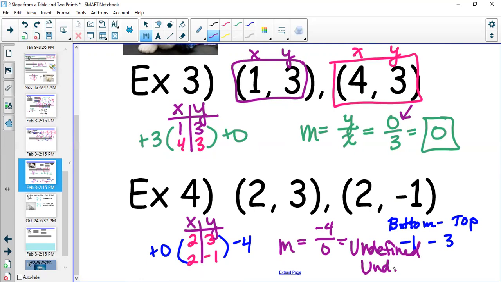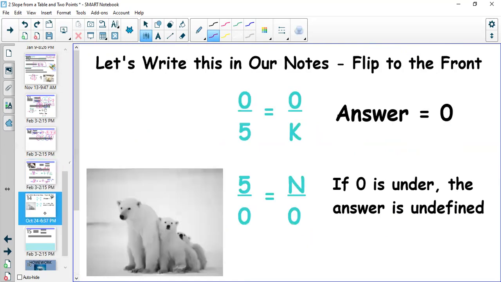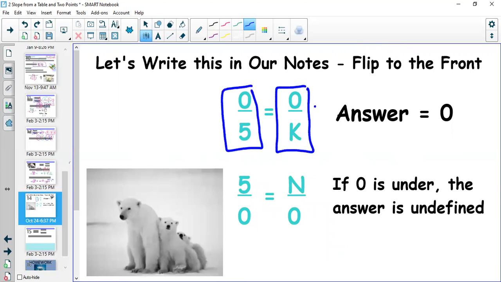And so I want you guys to pause for a second here and go back to the front of your notes. There was a part that we kind of skipped in the front of your notes that looks like this. And if you could fill in the blanks over here. So if 0 is on top, these are just kind of a memory trick to work. If 0 is on top, it is okay. We will get an answer of 0.